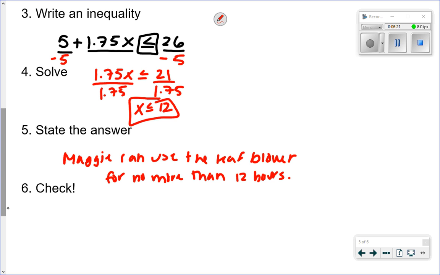So you're going to see problems where you're having to solve compound inequalities. You might have to write some of your own inequalities, and then there might be some application problems where you have to solve them as well.